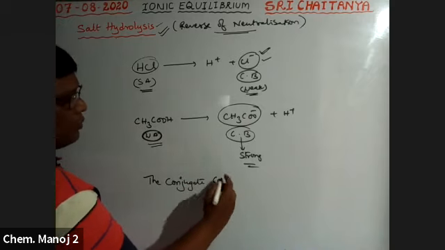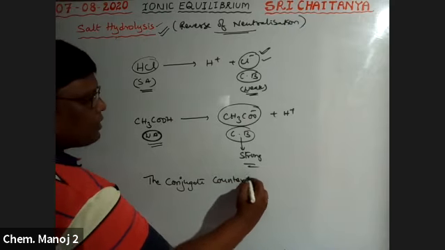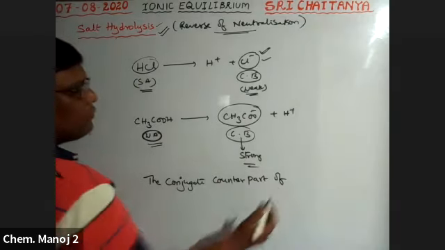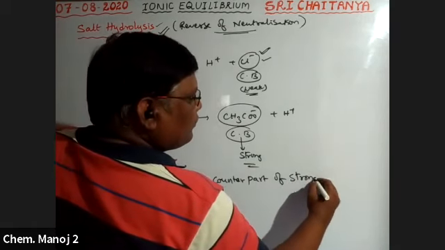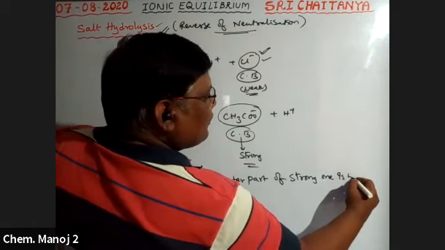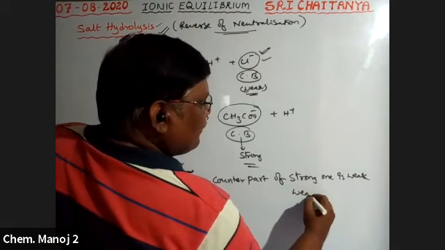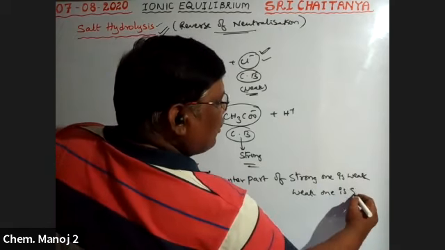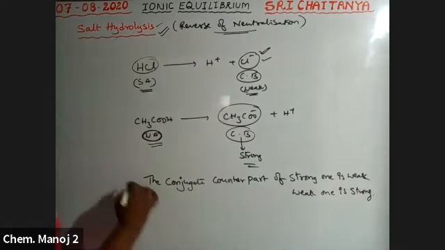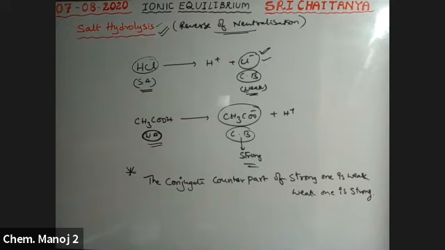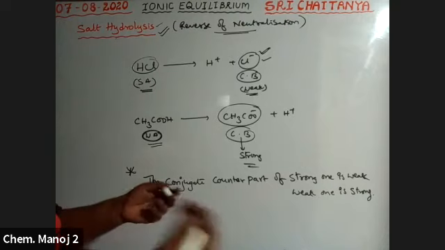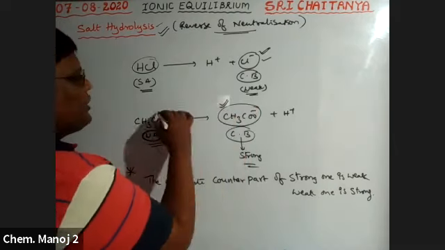That means the conjugate counterpart of a strong one is weak and of a weak one is strong, my dear boys. This is very, very important. The conjugate counterpart of a strong acid is weak, and that of a weak acid is strong. The ion coming from a strong acid is weak, and the ion coming from a weak acid is strong. That is the conjugate counterpart.